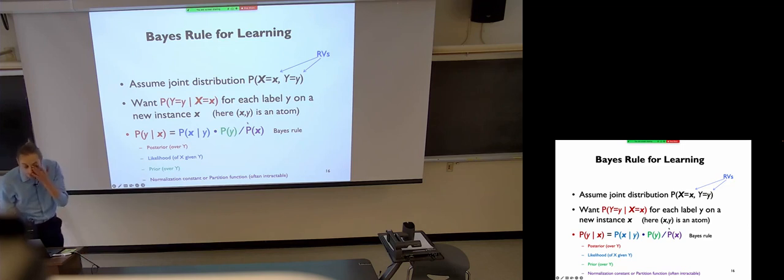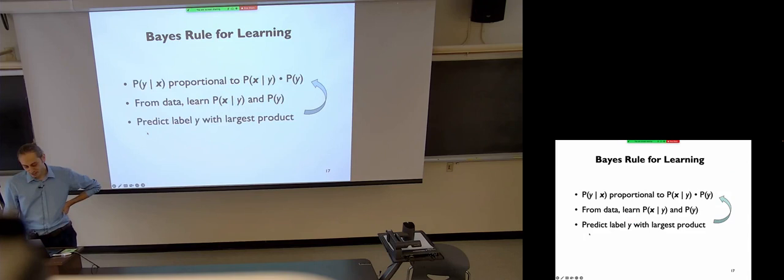Generally, this is heavily used, especially when we want to reason about uncertainty. Because we have probabilities here, we can quantify how certain we are in our predictions of Y, P of Y given X. As earlier, it's proportional to P of X given Y times P of Y.